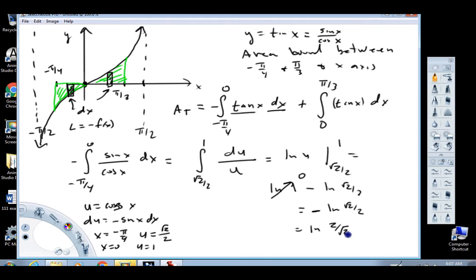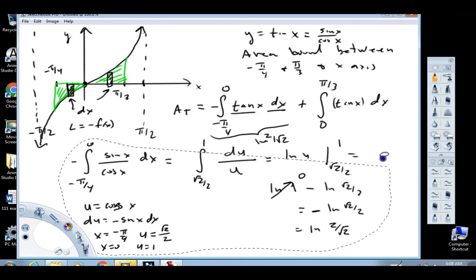So I'm going to go ahead and store this up here. The first integral is natural log of 2 over root 2. All right, I'm going to take a moment here, clear my work, and work on that second integral now. Get rid of all of this that I don't want anymore.